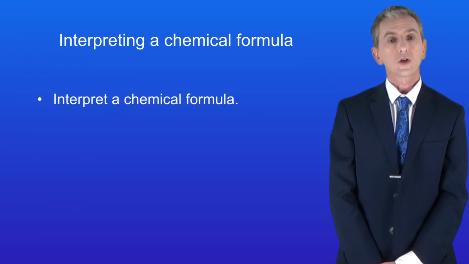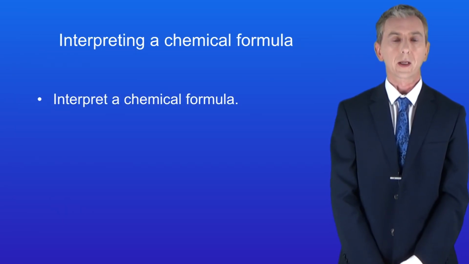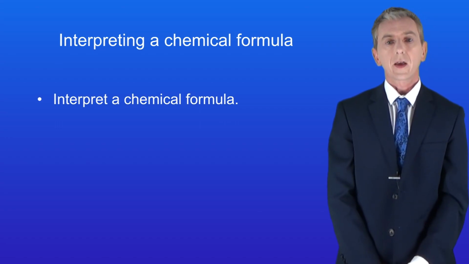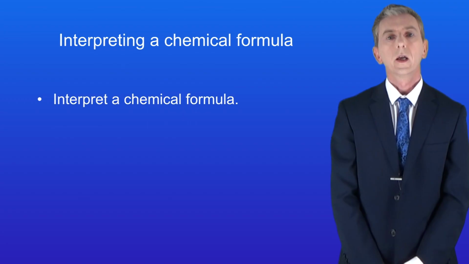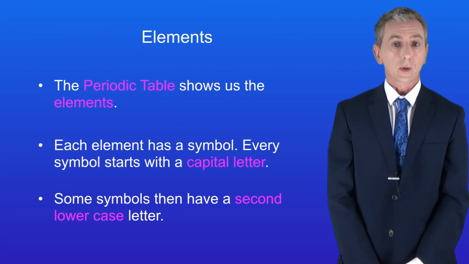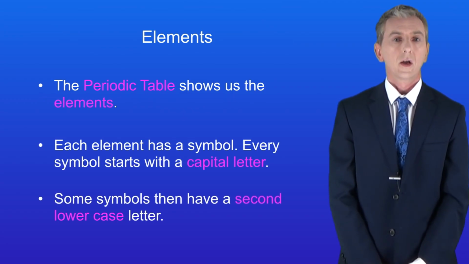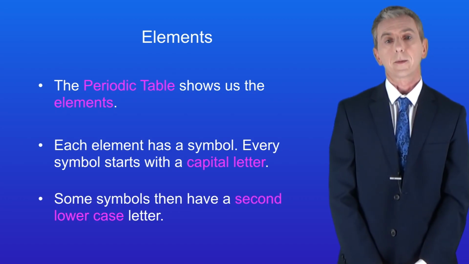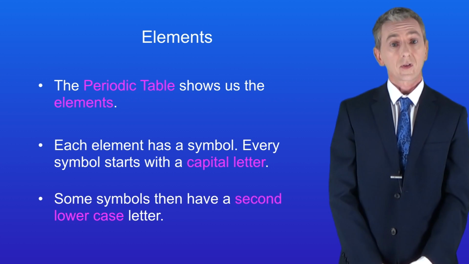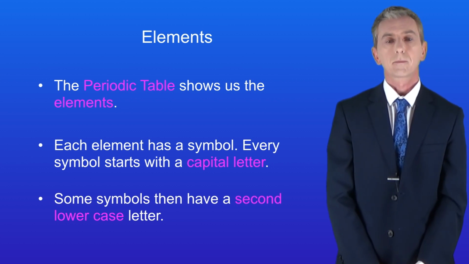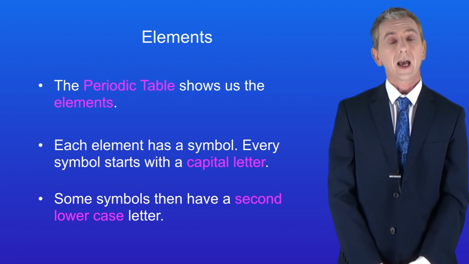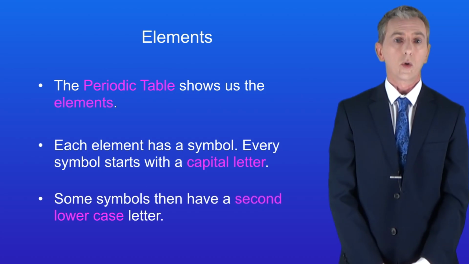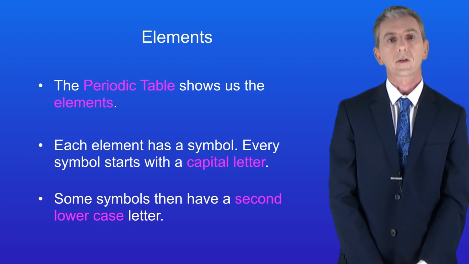By the end of this video, you should be able to interpret a chemical formula. Students sometimes find this tricky initially, but they soon get the idea, so stick with it. We've already seen that the periodic table shows us all the different elements. Remember that each element's got a symbol and every symbol starts with a capital letter. Some symbols then have a second lowercase letter. A chemical formula tells us the elements in a molecule and also the number of atoms of each element.